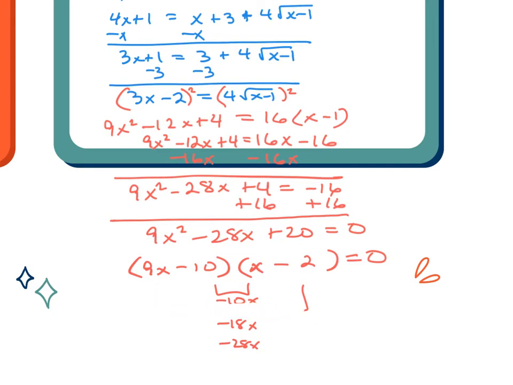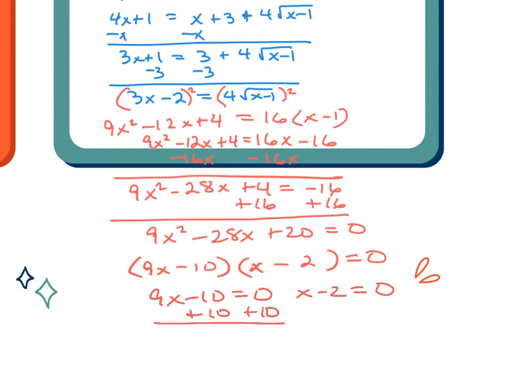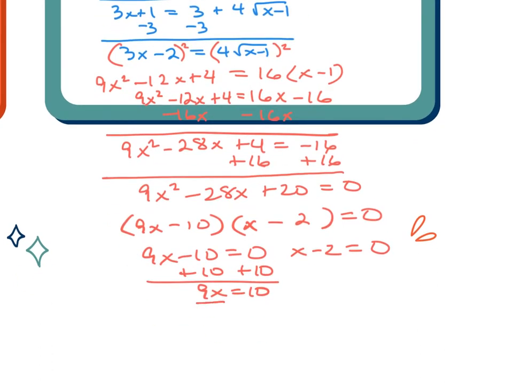And now we'll set each of the factors equal to 0. 9x minus 10 equals 0, x minus 2 equals 0. Add 10. 9x equals 10. Divide by 9, and x equals 10 over 9. Add the 2, and x equals positive 2.